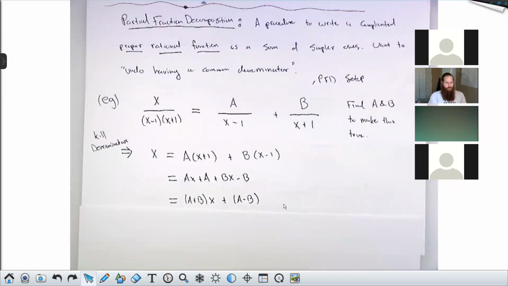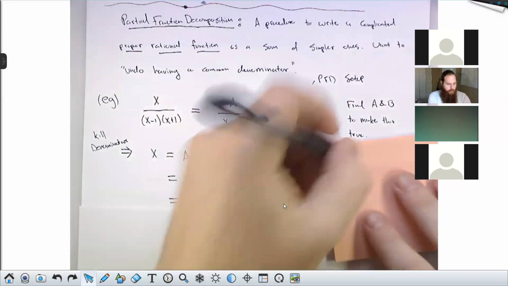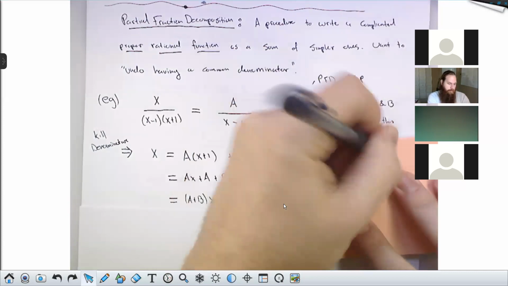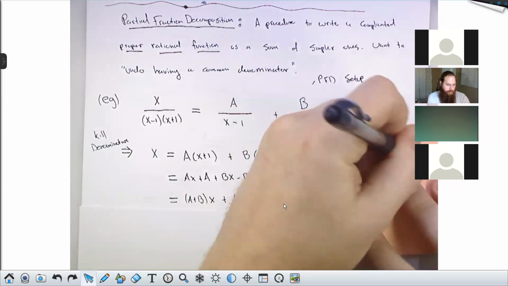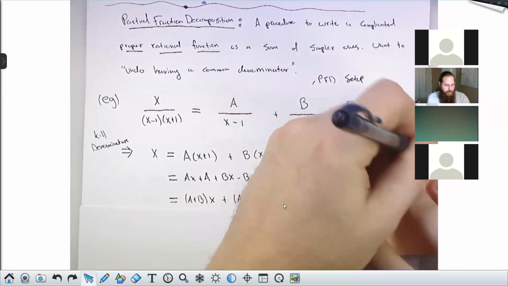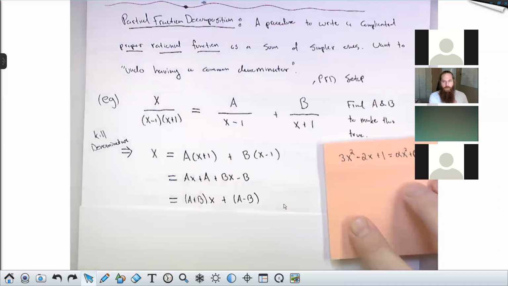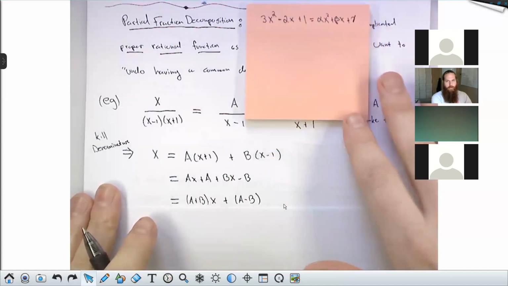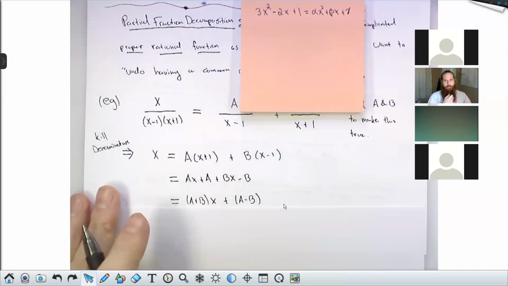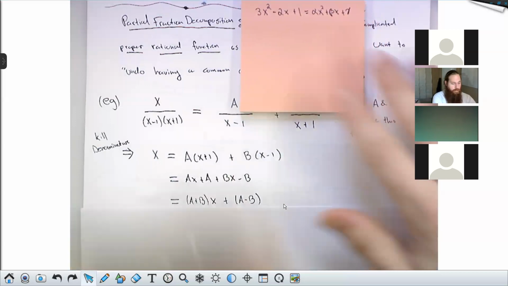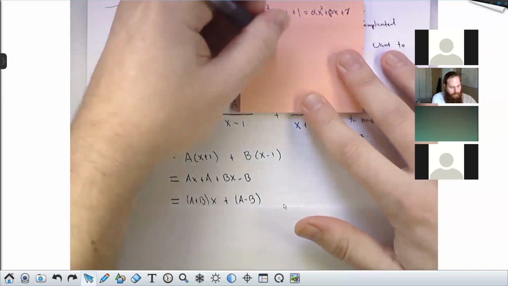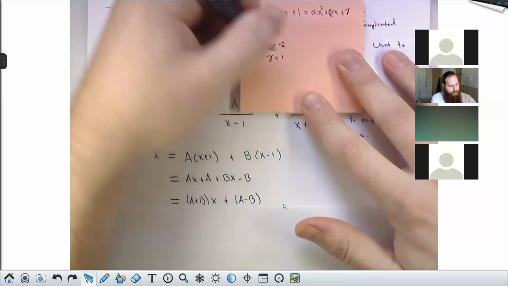Now I have a question to ask you. If I told you that 3x squared minus 2x plus 1 was equal to alpha x squared plus beta x plus gamma, could you tell me what alpha, beta, and gamma have to be? What is alpha? 3. Yeah. And beta? -2. Good. And gamma would have to be 1, right?